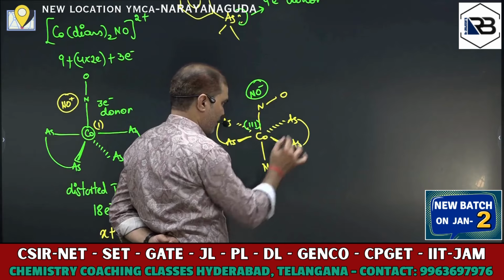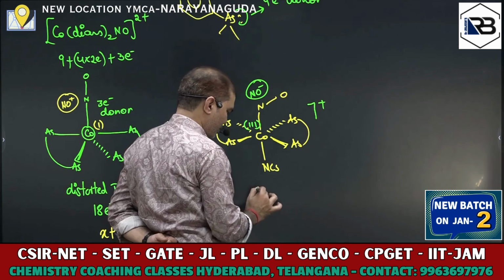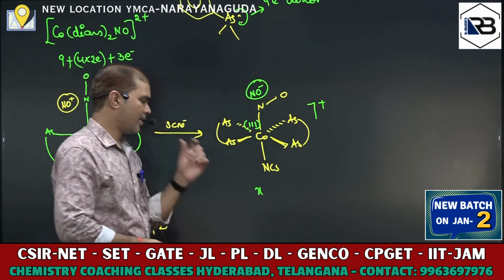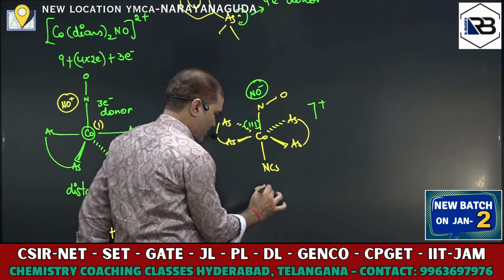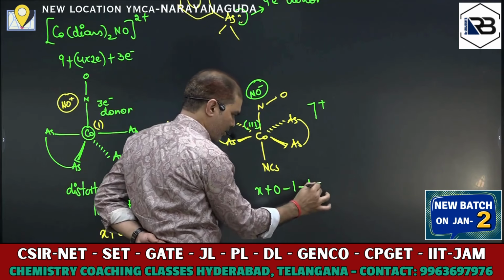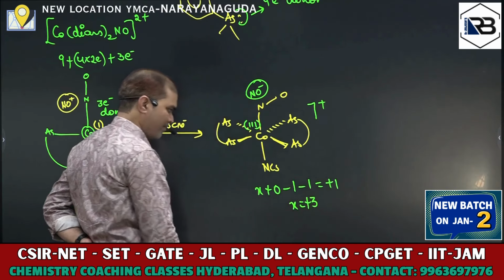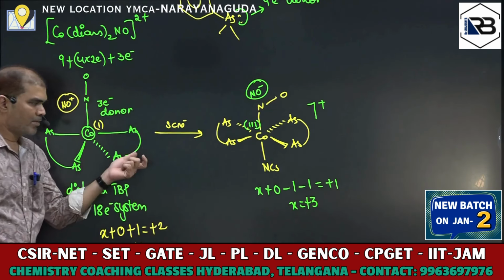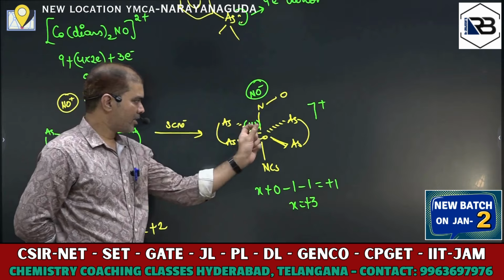NCS is 1 minus charge and the complex is carrying 1 charge. So if I take cobalt, if I don't know the oxidation state, I am taking it as X. 2 diarsines are neutral, therefore I am taking it as 0. 1 thiocyanate minus 1, 1 nitrosyl minus 1. Altogether this is equal to +1, so X is +3 oxidation state. So cobalt, which was in +1 oxidation state in the reactant, is now converting into +3 oxidation state in the product.